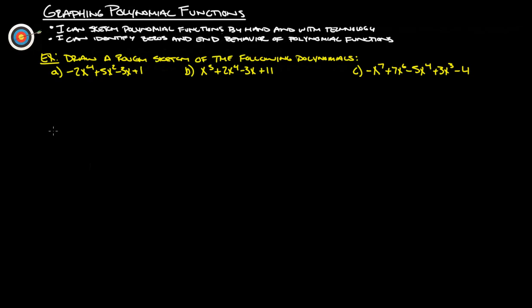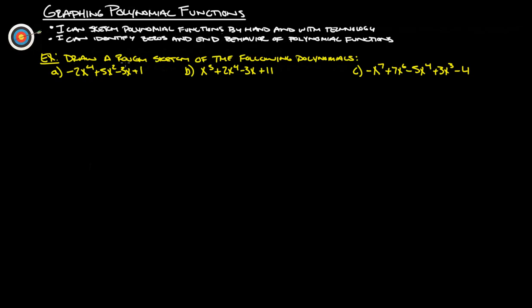I'm going to take you through the notes on graphing polynomial functions. At the end of this, you should be able to say, I can sketch polynomial functions by hand and with technology, and also I can identify zeros and end behavior of polynomial functions. So I think the easiest way to figure this out is to just take a look at some examples.